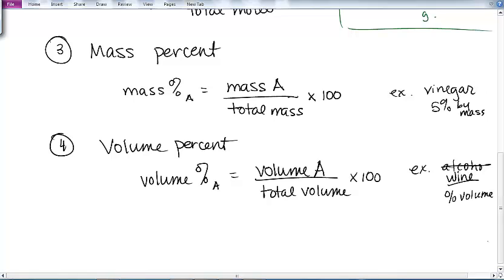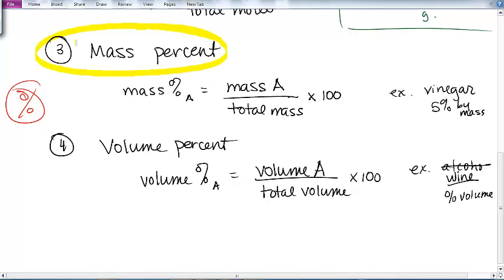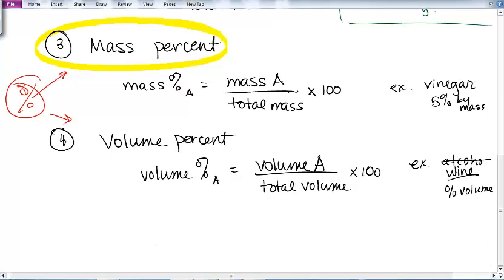This one is less common, and I'm going to tell you guys, if all you're given in a problem is that it is something percent, and they don't say volume percent or mass percent, always assume it's mass percent unless you are very specifically told it's volume percent. So don't come asking me, if I give you a question on a test and it says it's 13% acetic acid, whether that is a volume percent or a mass percent.